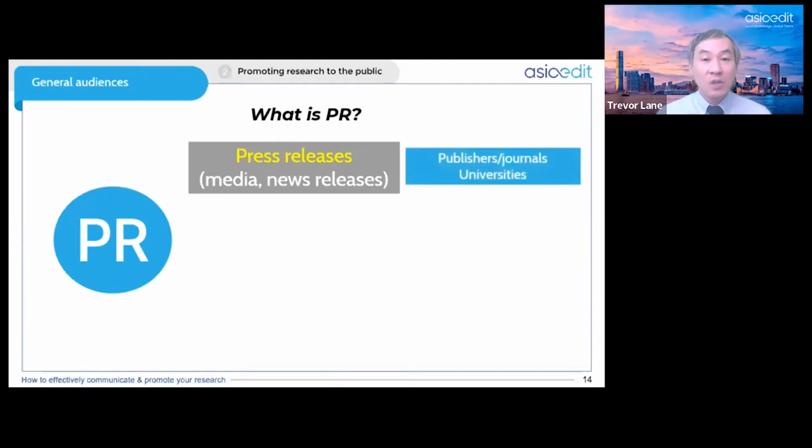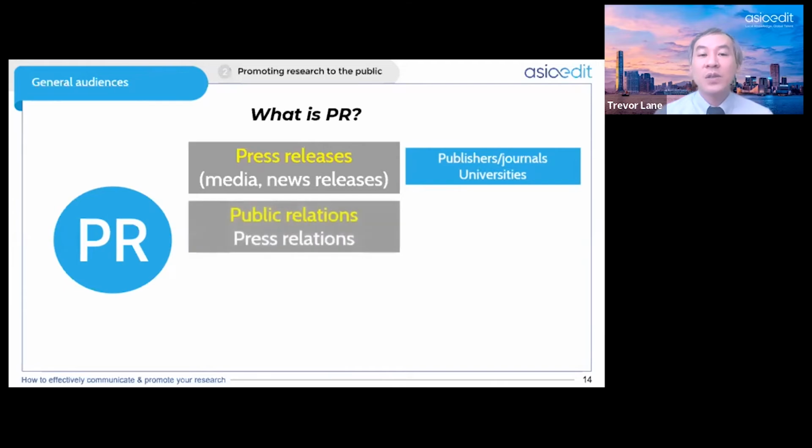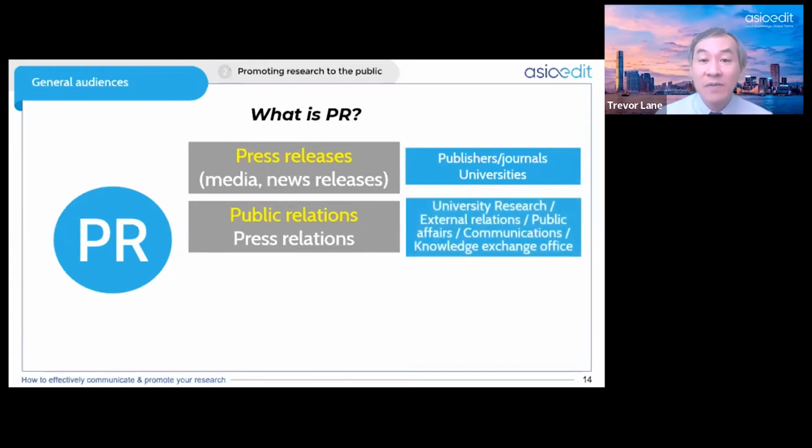As I said, some journals do it for you if you're lucky. They also want people to read their journal, so they will have a press service, or your university will do it. If not, you'll have to learn to do it yourself and write your own news stories. There's also press relations, public relations. Press relations is having good relations with the media, but public is wider. So you have good relations with the public. Some university offices do this. It could be part of their research office, external relations, community office, or knowledge exchange office.